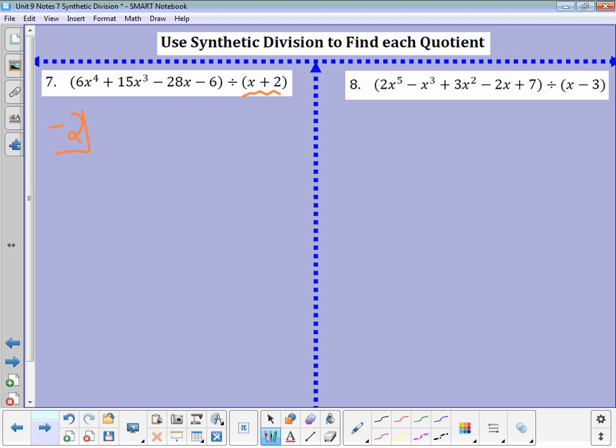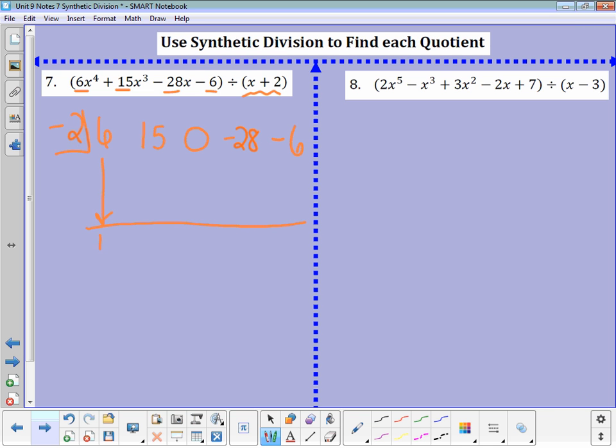The next thing we're going to do is write each of those coefficients. Now, here's the one thing I've noticed. I don't have a squared term. So just like with long division, I want to leave a placeholder. If I don't have a squared term, I'm going to put a 0. So I have 6, I have 15. I'm going to put a 0 where my squared term is supposed to be, a negative 28, and a negative 6. Okay, so again, that 0 just comes from the fact that there's no squared term, and I need to have that represented in my problem.